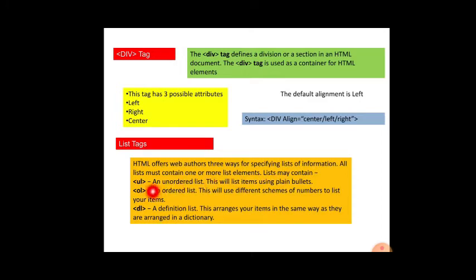A list may be UL, that is, an unordered list, which marks items using plain bullets. Ordered list, where you use different schemes of numbers to list your items. Then the DL or definition list, which arranges your items in the same way as they are arranged in the dictionary. So there are three here: one is the unordered list, the other is the ordered list, and DL is the definition list.